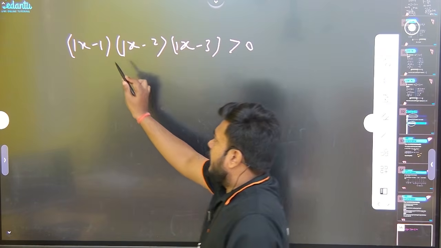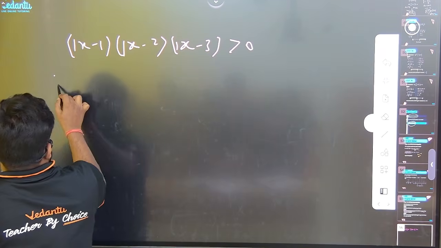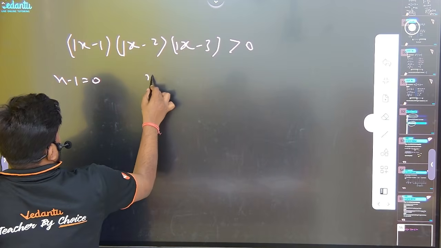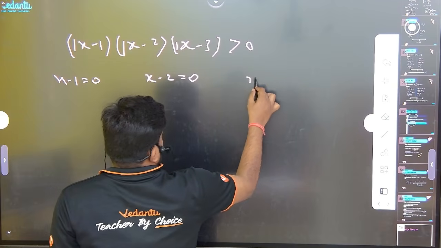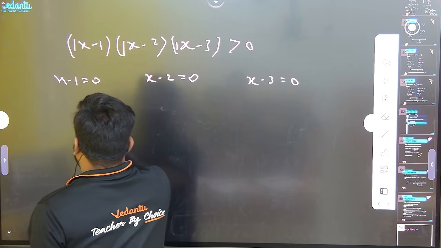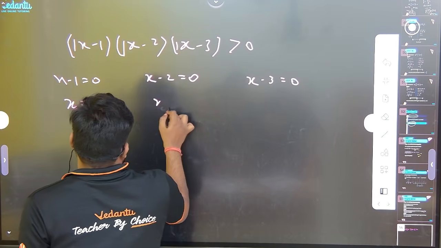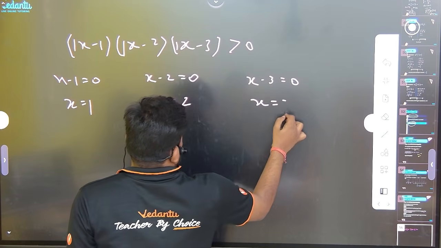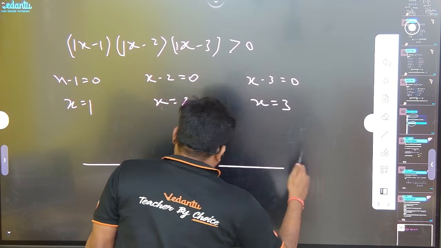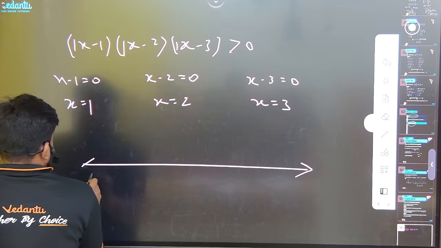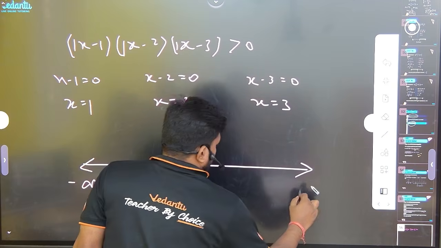Answer me. If I put x minus 1 equal to 0, x minus 2 equal to 0, x minus 3 equal to 0, the answers are x equals 1, x equals 2, x equals 3. Then I'll draw the number line, with minus infinity and infinity.